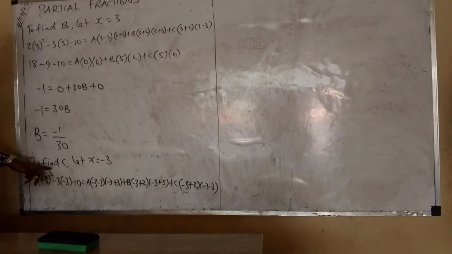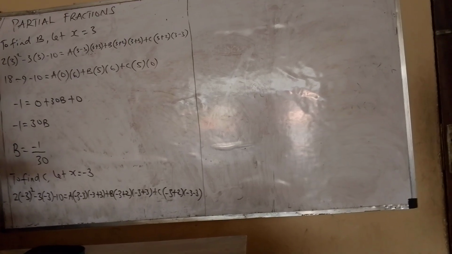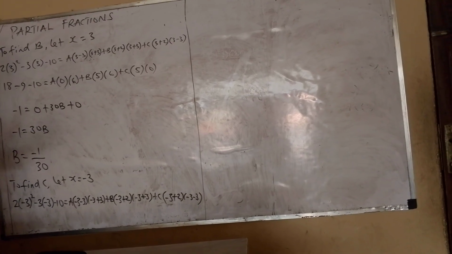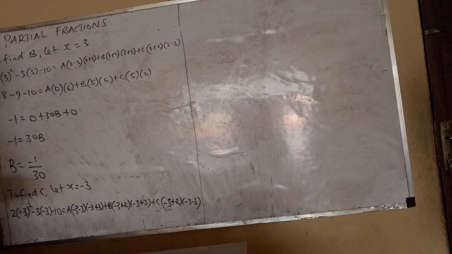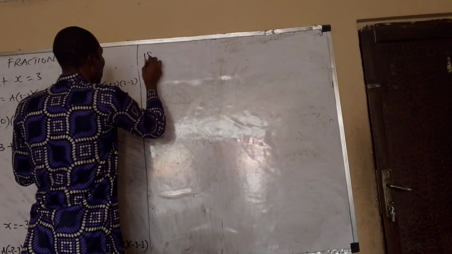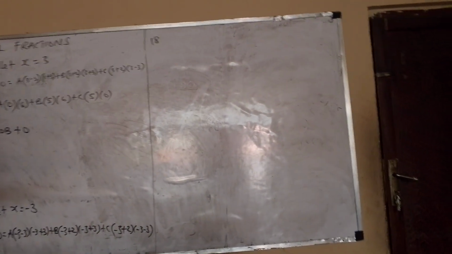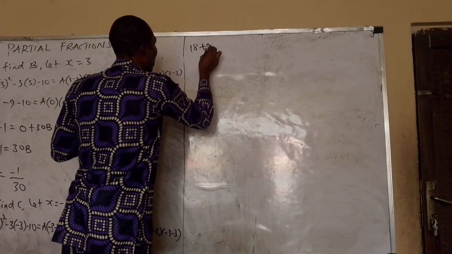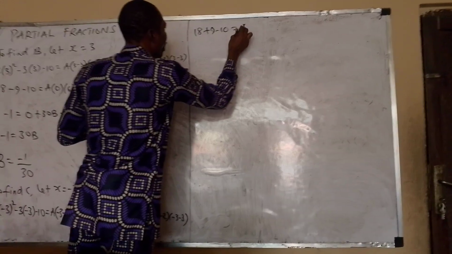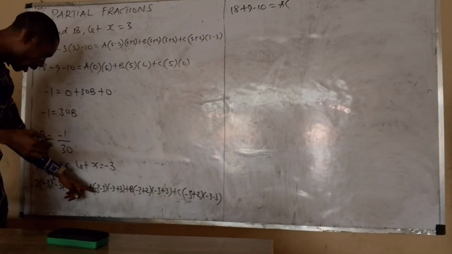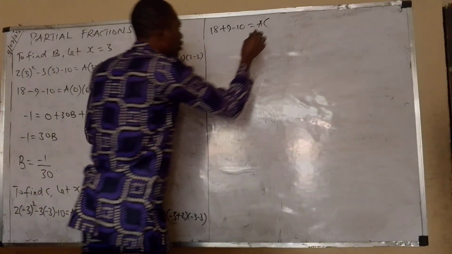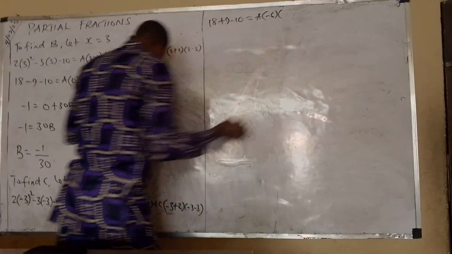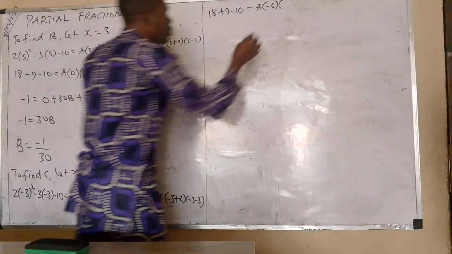Okay, now let's expand our brackets. Minus 3 squared simply means minus 3 times minus 3, that will give us plus 9. Then times 2, 18. So here we have 18. Minus 3 times minus 3 will give us plus 3 times 3, 9. So we have plus 9. And then minus 10 equals A into bracket. Minus 3 minus 3 is minus 6. Minus 3 plus 3 is 0.